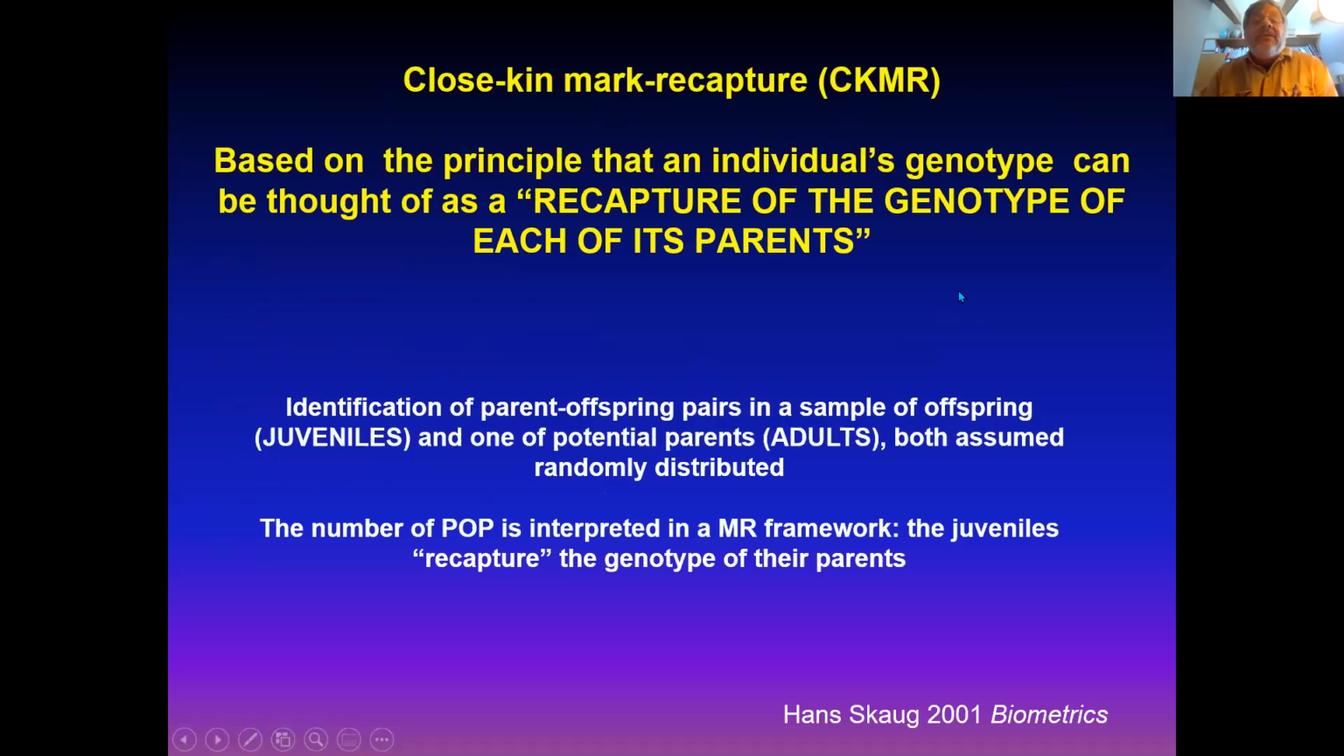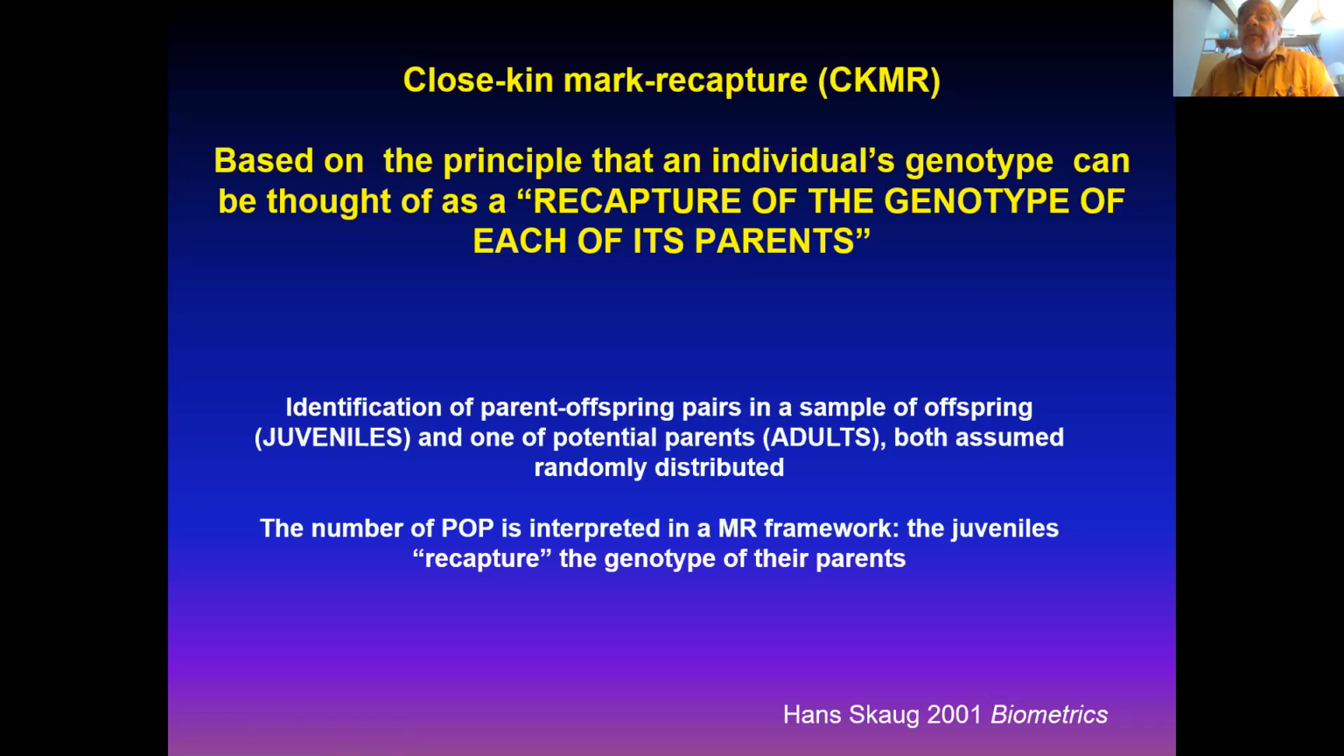What you do is you sample a large collection of mature individuals of different ages. You capture a large sample of juveniles or younger individuals, not necessarily mature, and you need to age them. And you need to assume that the sampling of the juveniles and of the adults is independent of each other, and that the distribution of these individuals is random.